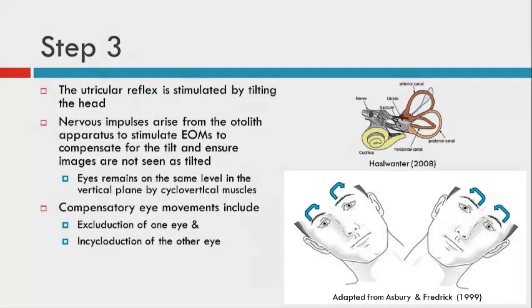How does this assist us in working out which of the two potentially affected muscles is indeed the affected muscle? In essence, what we'll see is an increase in the deviation when the patient tilts their head to the side where the affected muscle is required to encycloduct or excycloduct the eye, depending on the action, obviously, of the extraocular muscle that's been palsied.